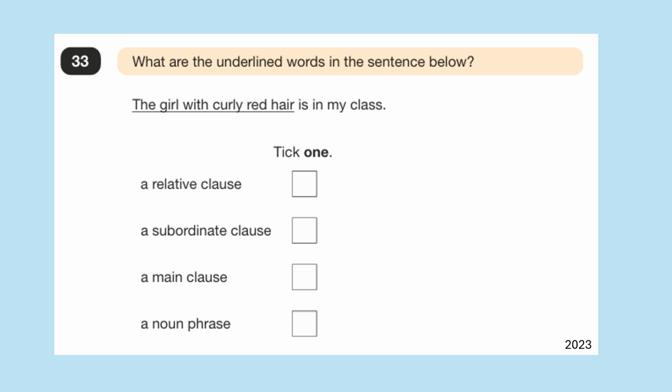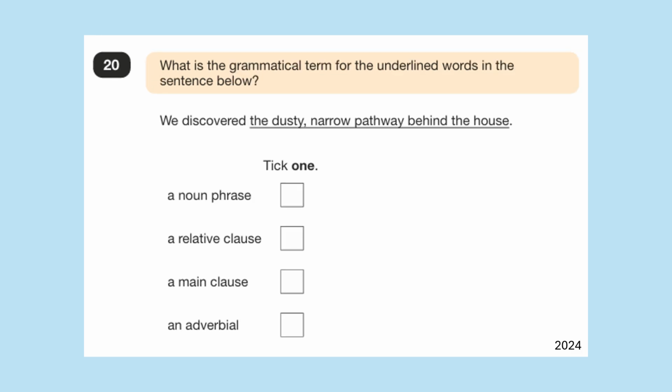If you were looking at an assessment, you might be asked these type of questions. What are the underlined words in the sentence below? The girl with curly red hair is in my class. Don't feel you've got to rush into this. I can see that girl is a noun. I know that I've got my determiner there, and I can spot the prepositional phrase. So I know that what I'm looking at there is that noun phrase. I've seen lots of examples of those, and I can break it down.